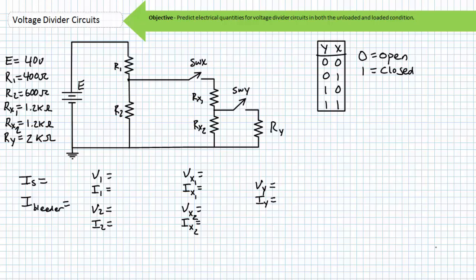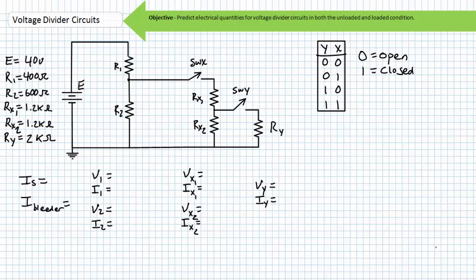We have a 40-volt source supplying a combination of R1, 400 ohms, R2, 600 ohms, where switch X is switching the series combination of RX1, a 1.2 kilo ohm resistor, and RX2, another 1.2 kilo ohm resistor. Switch Y is switching load resistor RY, a 2 kilo ohm resistor.